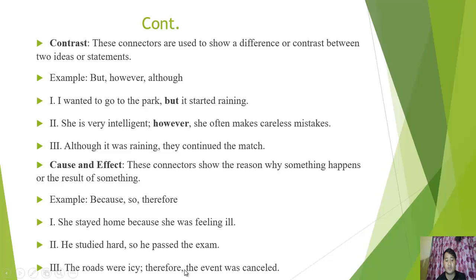To give us the reason why the event was cancelled: because the roads were icy, therefore the event was cancelled. So this is how cause and effect connectors like because, so, therefore help to give us a complete meaning of a sentence.